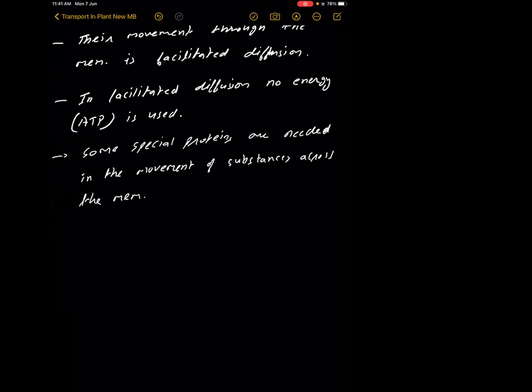I'm describing here, just a minute. So facilitated diffusion has no requirement of energy. Next point, special proteins are needed. They are required to pass these substances through the channel, through the membrane.